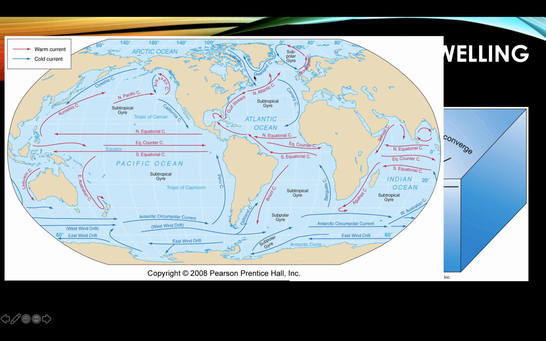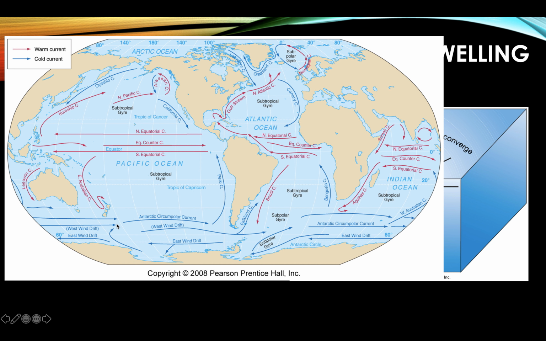So now let's look at this map here and see if we can try to identify any areas where we could see downwelling. So downwelling is where ocean currents converge against each other. So let's see. We have one right here. The North Pacific and the Alaska current are meeting. They're converging to a point. So you might have a zone of downwelling here.